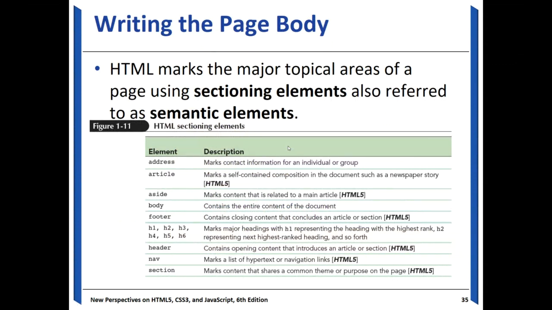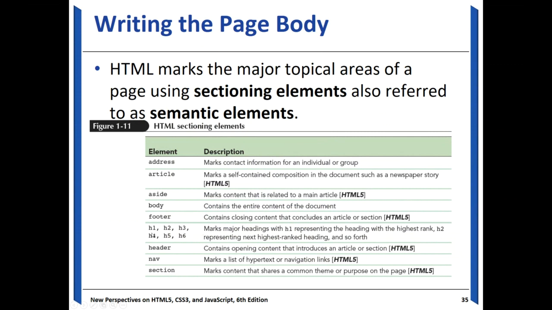All right, you can also use sectioning elements. Address marks contact information. Article is going to show us like a newspaper story. It marks the self-contained composition in the document. Aside marks content that is related to the main article. Body is going to contain the entire contents of the document. Footer is going to contain the closing contents. It concludes an article or section.